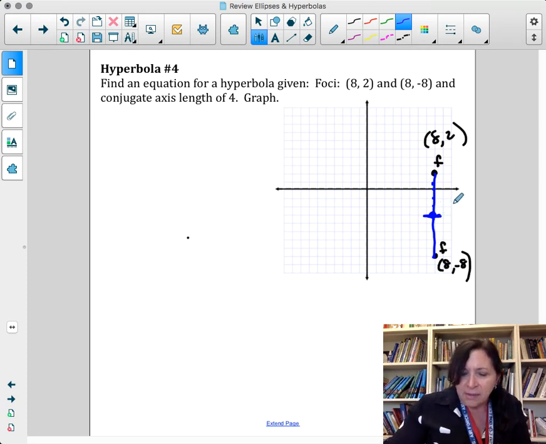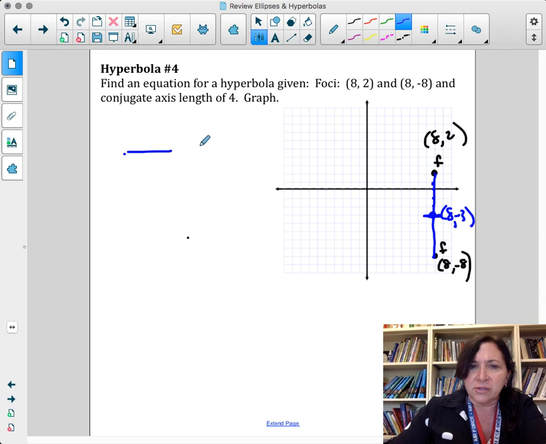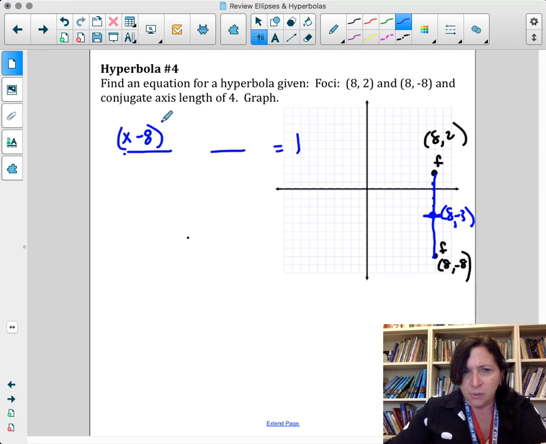So that's telling me that my center, let's see, what is this going to be? This goes 8, comma, 1, 2, 3. So my center is at 8, comma, negative 3. So just starting off, equal 1. If I put x first, I know that this is x minus 8 quantity squared, and this is going to be y plus 3 quantity squared.